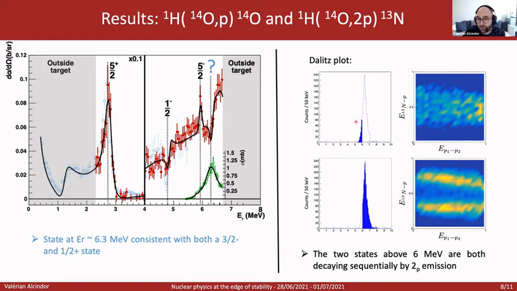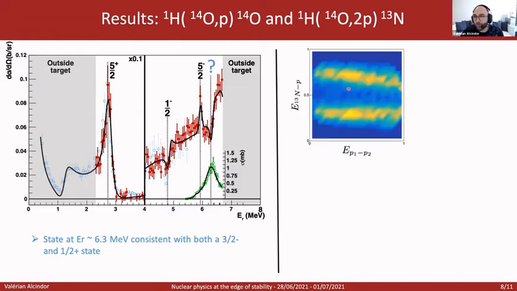And what we saw is that for both states, this 2 proton emission was sequential through the oxygen-14 first excited state. And here you see that especially for the higher energy part, above 6 MeV, which corresponds mostly to this 3/2 minus state, you very clearly have a nice representation of this sequential decay.